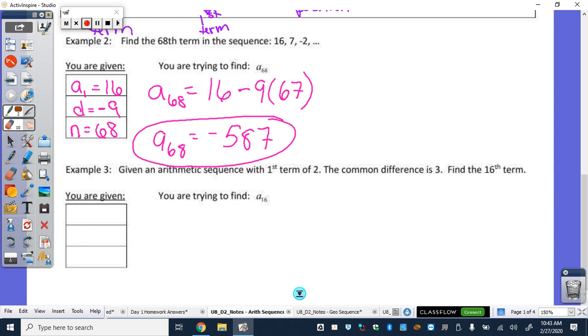All right, try again. Given an arithmetic sequence, first term of 2, common difference of 3, find the 16th term. All right, so again, what we know: we were told our first term is 2. We're told our common difference is what? 3. We're trying to figure out which term. 16, so n is 16. So again, we'll just plug it into our formula up there. a sub 16 equals 2 plus 3 times 15. Our 16th term is 47.